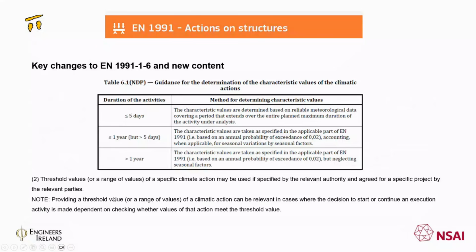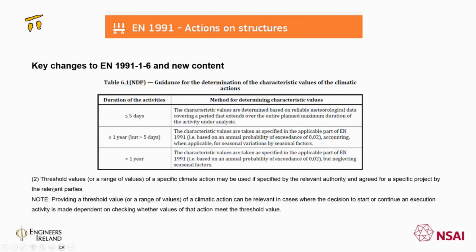So they gave a little bit more guidance on how you determine climatic actions. If something is happening for less than 5 days, you can base it on reliable meteorological data covering a period that includes the entire planned duration of the activity. If it's less than a year but greater than 5 days, you take account of, where applicable, seasonal variations by seasonal factors. So depending on where it is, you can consider those. Or if the works are taking place over more than a year, you use the characteristic values from the appropriate part of EN 1991, but you neglect seasonal values.